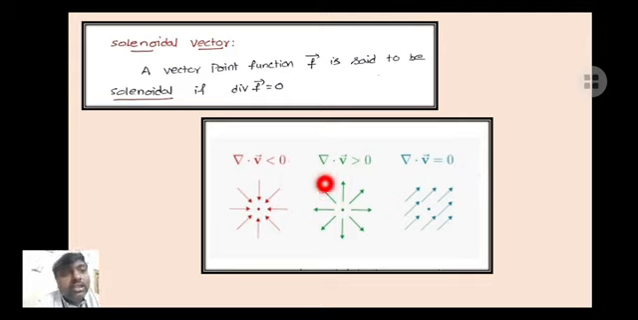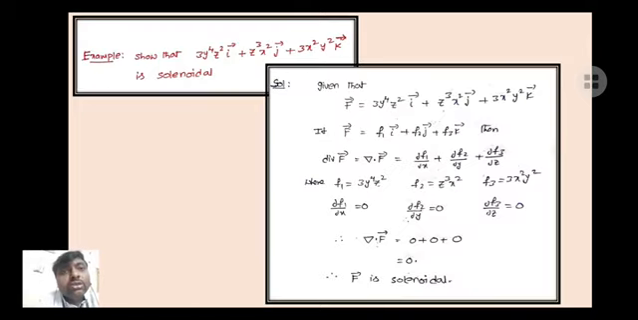And if the divergence is greater than 0, that particular thing is working as a source. If the divergence is negative, less than 0, it is working as a sink. Okay, so based on this, we go through some examples.